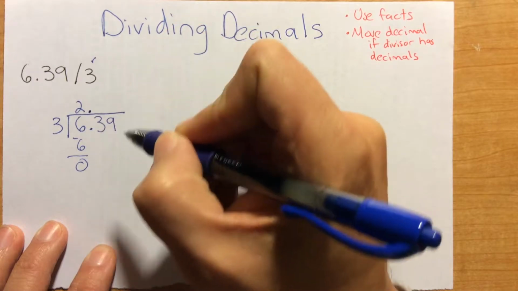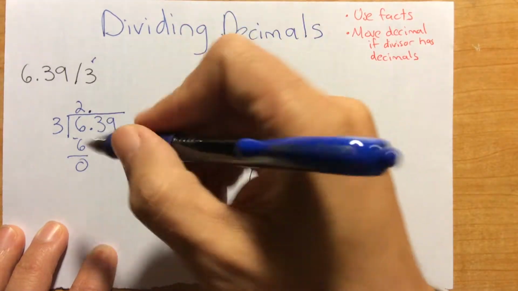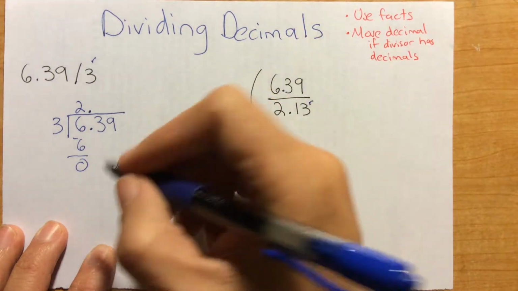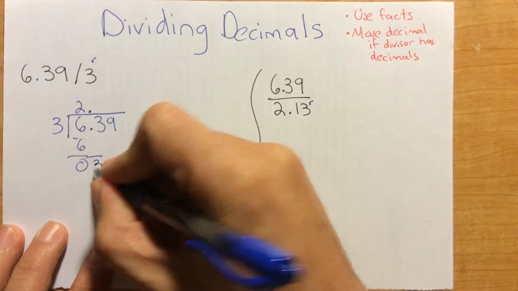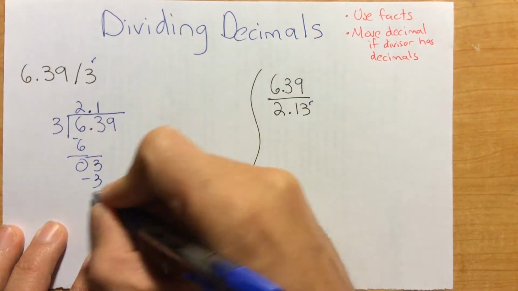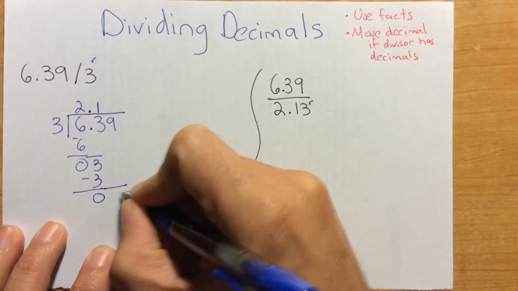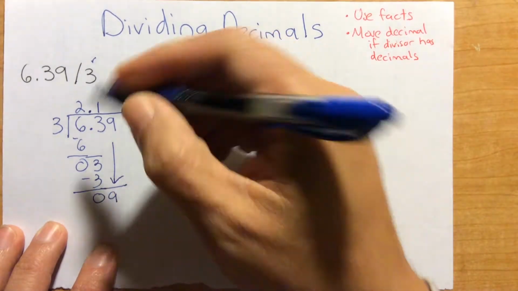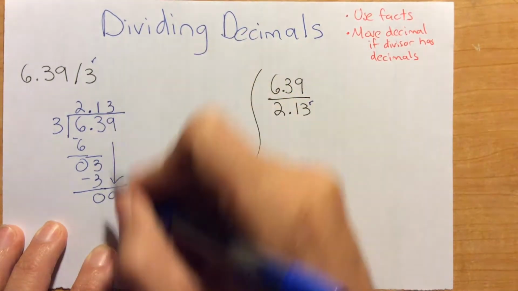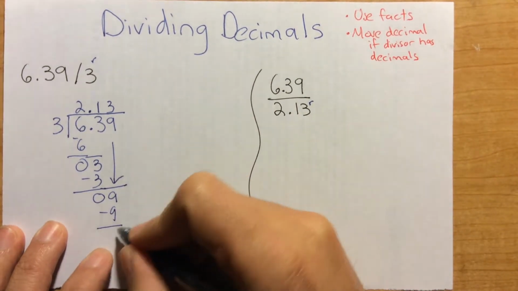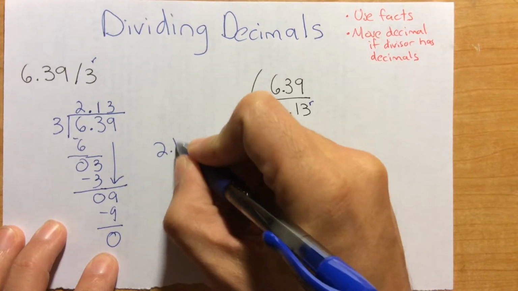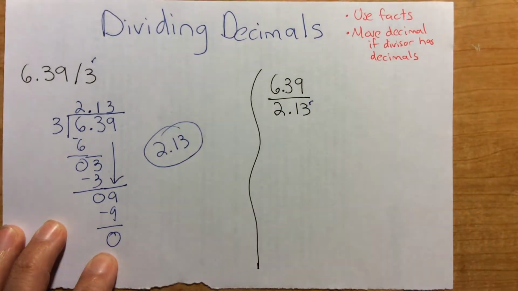I'm going to move the decimal up. That's very important. And you can also do it at the beginning. But let's keep on going with this. How many times does 3 fit in 3? It's going to be 1. 3 times 1 is 3. 3 minus 3 is 0. Take down the 9. How many times does 3 fit in 9? It's 3. 3 times 3 is 9, and 9 minus 9 is 0. So basically, our answer is going to be 2.13.